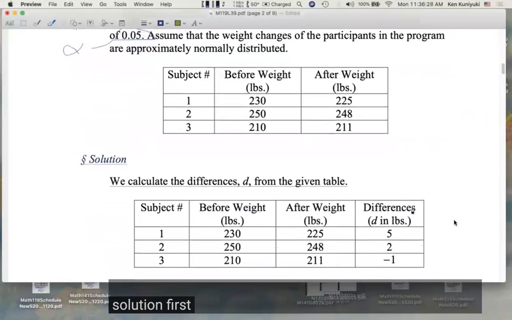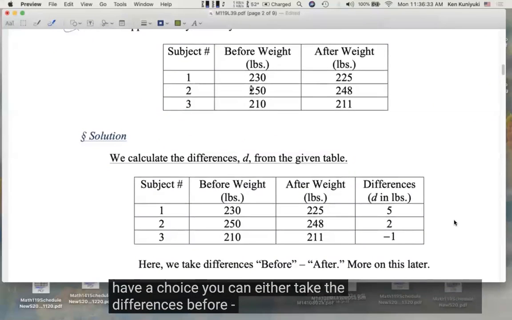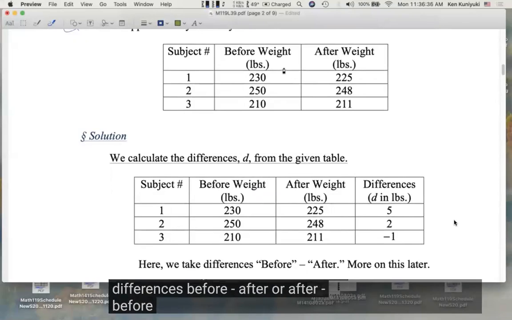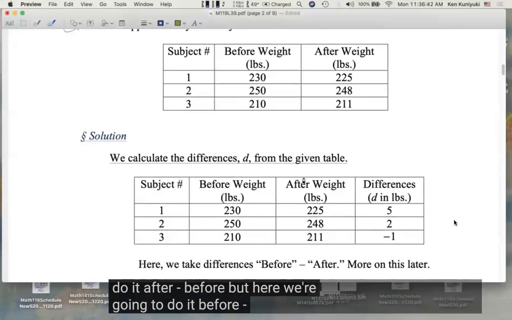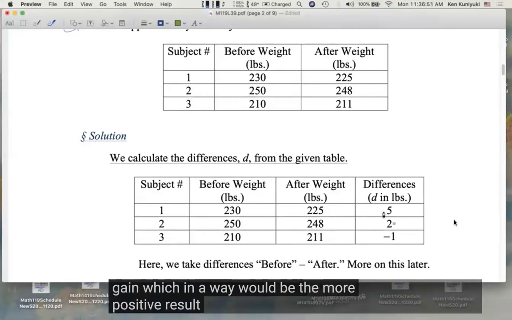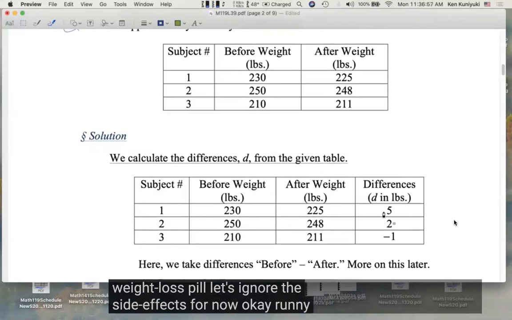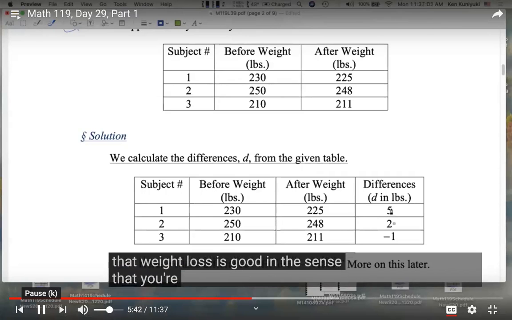Solution. First of all, calculate the differences from the table, and you have a choice. You can either take the differences before minus after, or after minus before. Actually, in calculus, you normally do it after minus before. But here we're going to do it before minus after. The idea being that if we have a bigger positive number, that indicates a greater weight loss, which would be the more positive result if you're producing a weight loss pill. Let's ignore the side effects for now, okay? Runny nose or who knows what, right? So basically, if it's before minus after, that would actually be the weight loss. But let's say that weight loss is good in the sense that you're producing a weight loss pill.